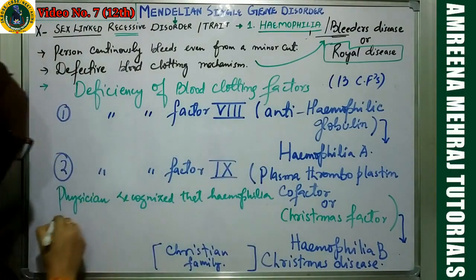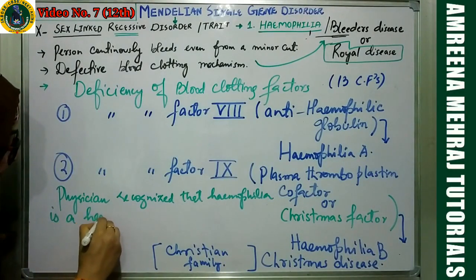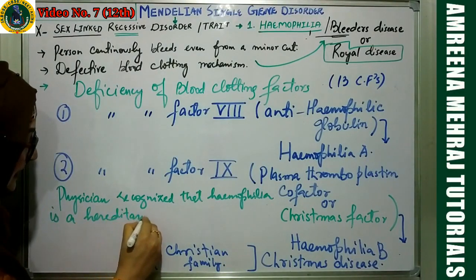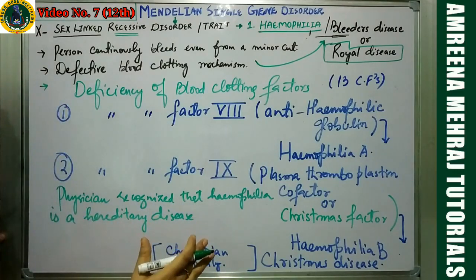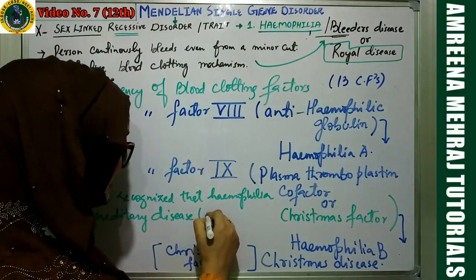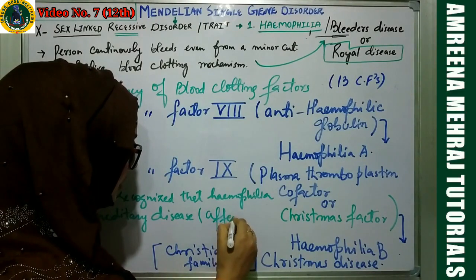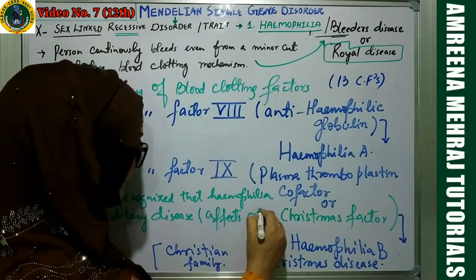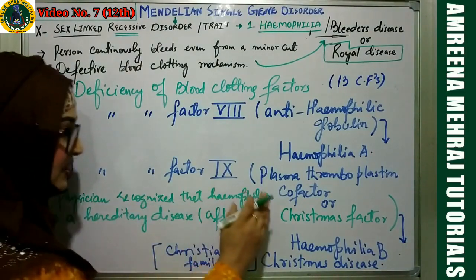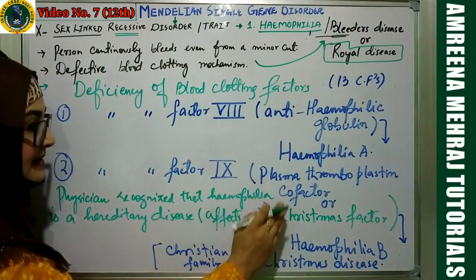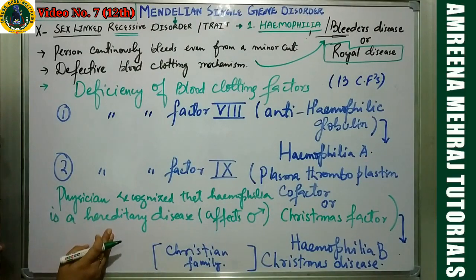He recognized that hemophilia is a hereditary disease which runs in families. He also said that it affects mainly males. We'll also understand why it affects only males, but that's the secondary question. This physician who first recognized that hemophilia is a hereditary disease which affects only males, who was he?